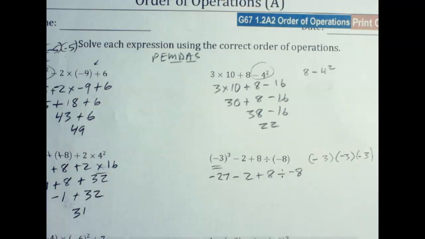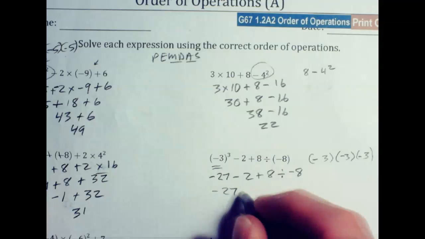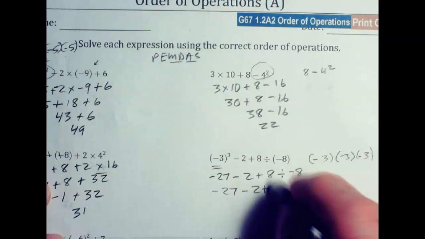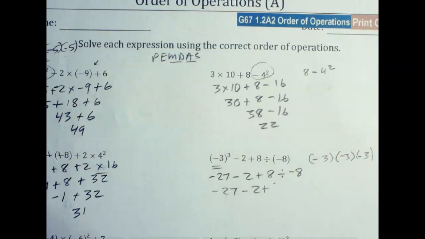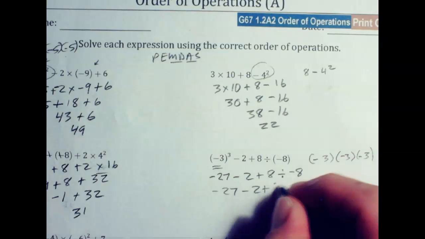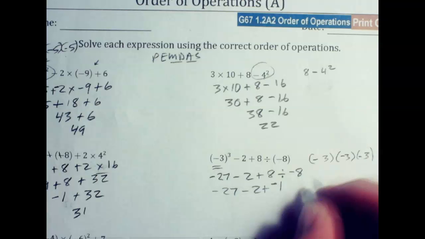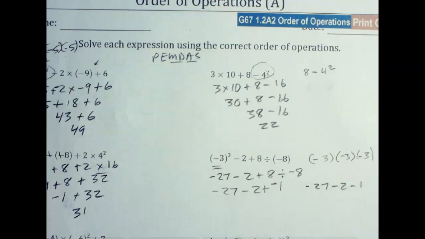All right, well, the next thing you have to do is this division over here. So -27 minus 2 plus 8 divided by -8. Well, 8 divided by 8 is 1, and there's only one negative symbol, so it's a -1. So if you want to write that, it's this way, -27 minus 2 minus 1. You can write it that way too, it would be the same thing.